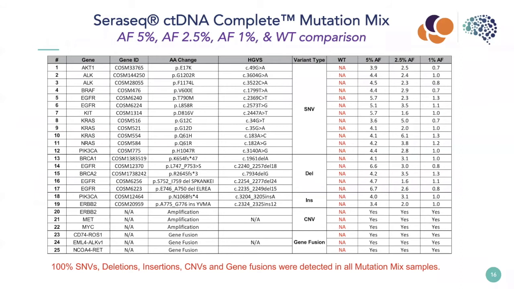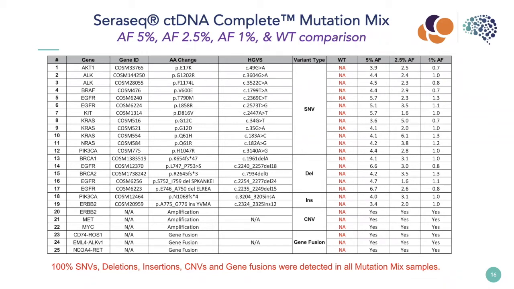If we look at the Seraseq circulating tumor DNA complete mutation mix, now with specific allele frequencies that are annotated, which is 5%, 2.5%, and 1%, as well as the wild type that is present. Not surprisingly, the wild type is not available for any of the given mutations that are assayed, because again, it's wild type. But then the specifications for the control mix are the listed allele frequencies, 5, 2.5, and 1%. And what's shown in the panel for each of the given mutations with those allele frequencies is what they were detected and reported at in the assay.